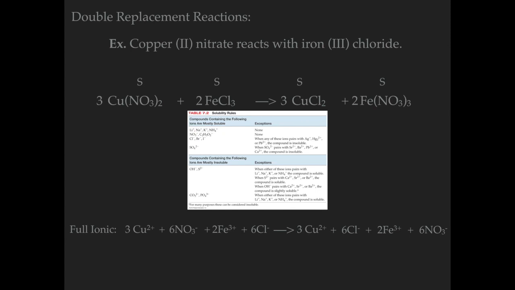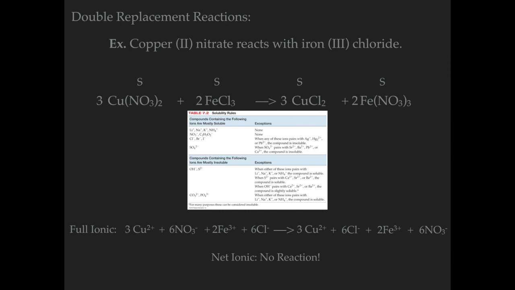Notice everything broke apart. To find my net ionic equation, anything that's the same on my reactant and my product side, I'm going to cancel out. What you should notice is everything cancels out, which means that there is no reaction. The net ionic equation, there's nothing. No reaction actually occurs. Nothing's going to form. So you've learned now how to write a double replacement reaction. You've learned about solubility rules. You've learned how to write your full ionic and then your net ionic.